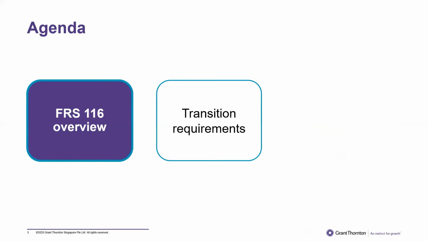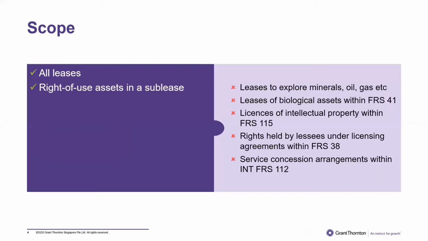Right. So in terms of what this new standard does, the biggest change, as I said, is for the lessees. And what it has done is it has eliminated the option of operating leases for the lessees. So in what is in scope of this standard, it's all leases and all subleases. What's not in scope are leases to explore mineral oil, gas, etc., biological assets, intellectual property, licensing arrangements, service concession arrangements, primarily because there is specific guidance in SFRS to cover these transactions.